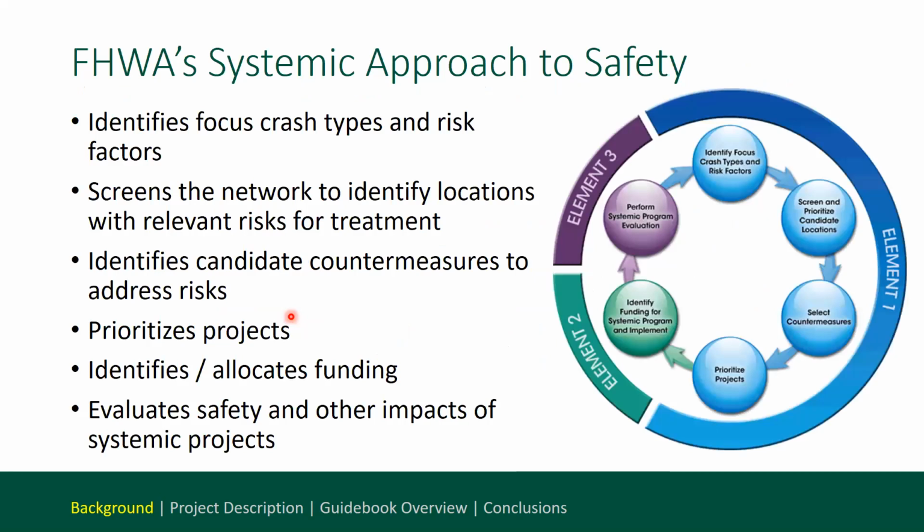So what is the systemic approach to safety? How do we do it? Identify focus crash types and risk factors. Then you screen the network to identify locations with relevant risks for treatment. The same relevant risk, right? So we figure out, okay, I want to focus on, so this is the first step, is where the crash data is very important. You want to look at, okay, at a system level, what type of problem am I having?